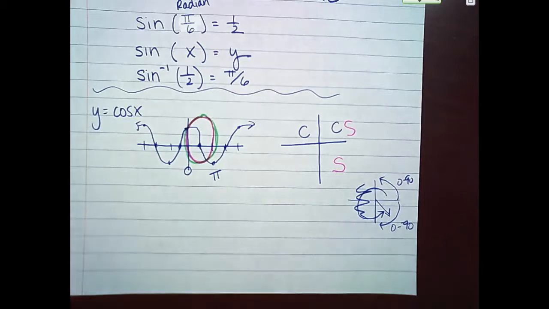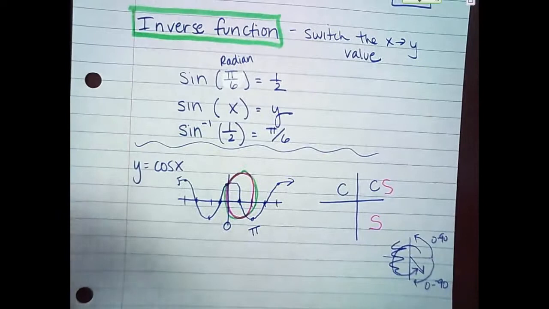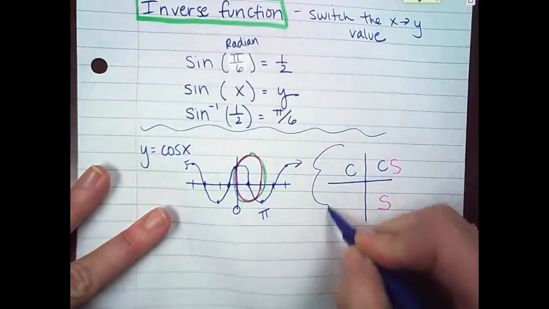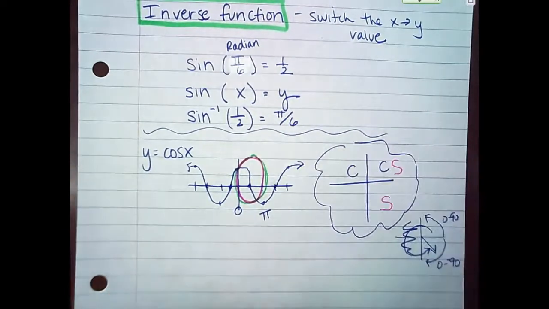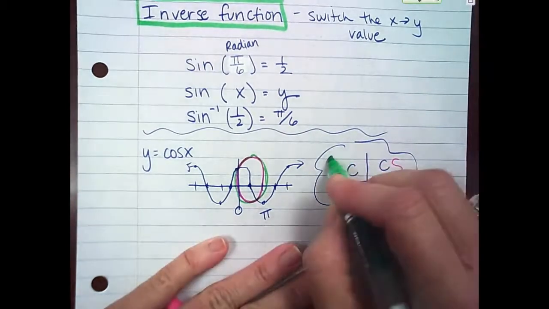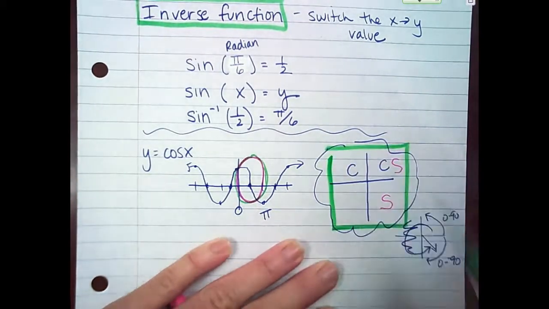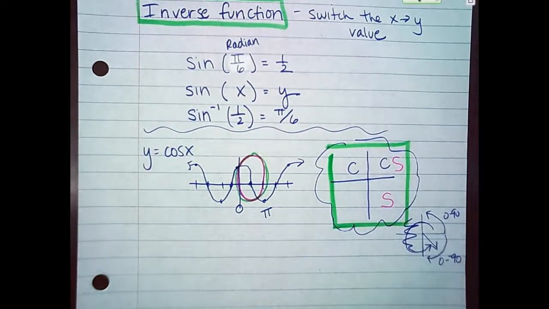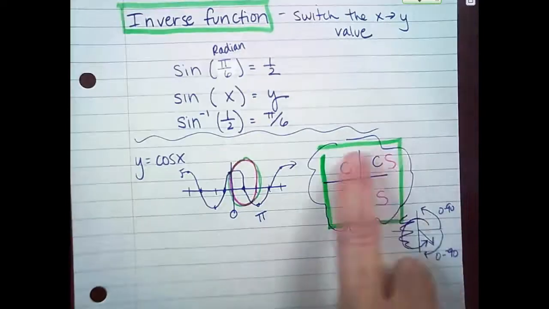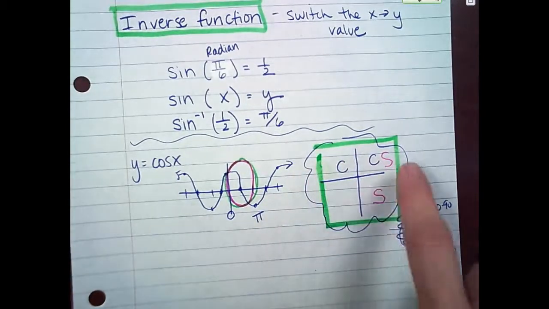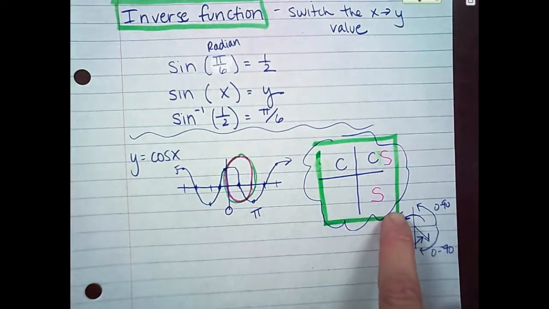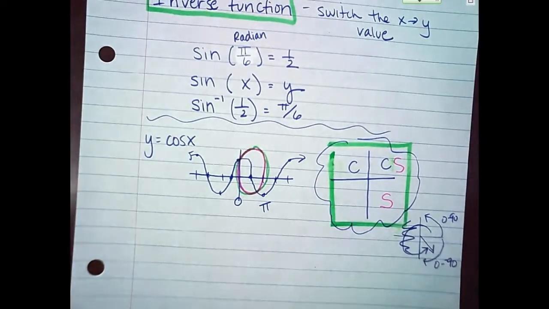Okay? Alright, so let's actually try a few problems. This is important, so box that. You need to know this. This is where you're allowed to be if you're finding an inverse. In order for the inverse to be a function, you have to stay in these quadrants. Cosine's allowed here and here, and sine is allowed in 1 and 4. Got it? Alright, let's give it a try.